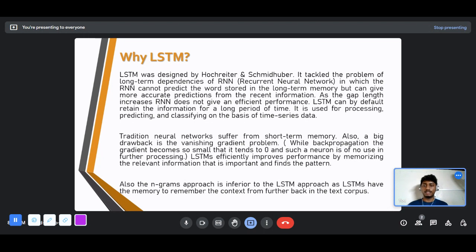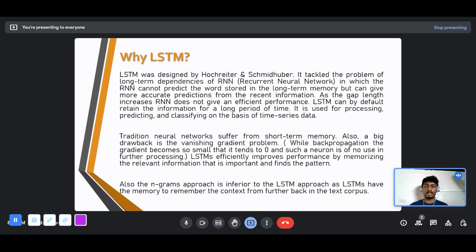LSTM was designed by Hochreiter and Schmidhuber. I'm sorry if I pronounced their names wrong. It tackled the problem of long-term dependencies of RNN, in which the RNN cannot predict the words stored in the long-term memory, but can give more accurate predictions from the recent information. As the gap length increases, RNN does not give an efficient performance. LSTM can by default retain the information for a long period of time. It is used for processing, predicting, and classifying on the basis of time series data.